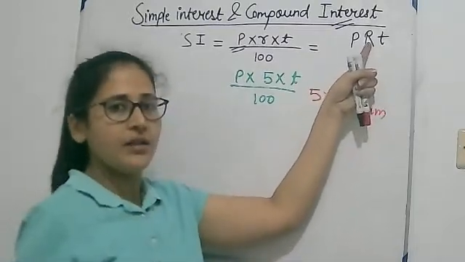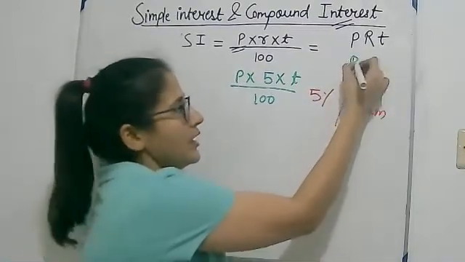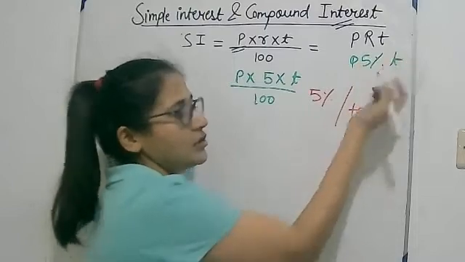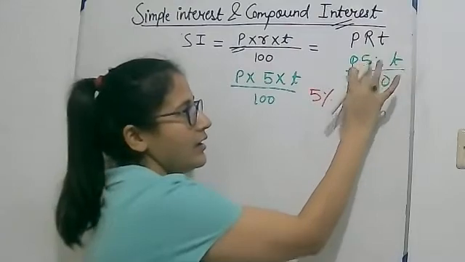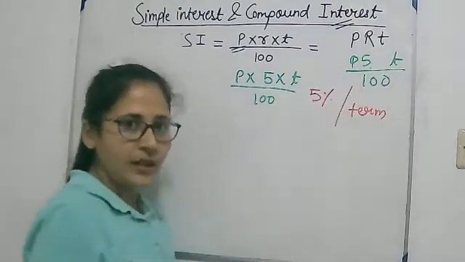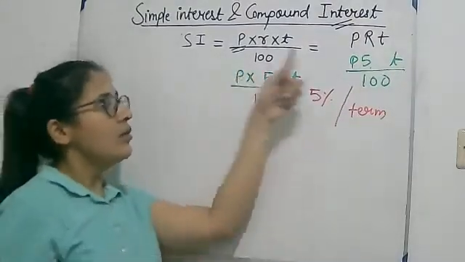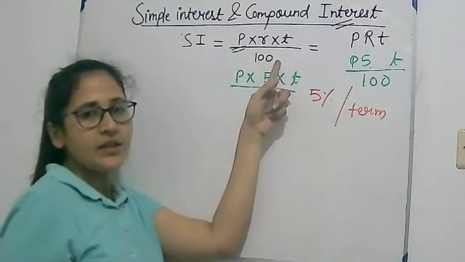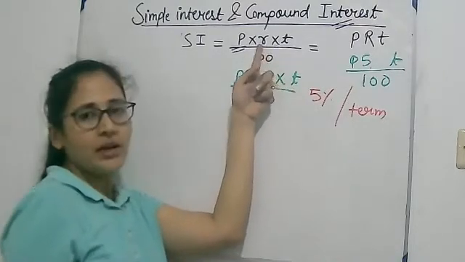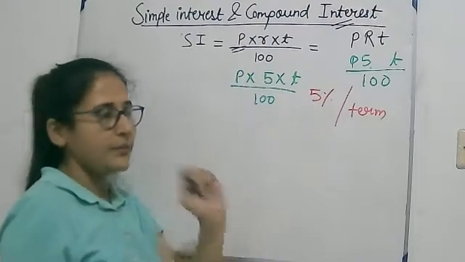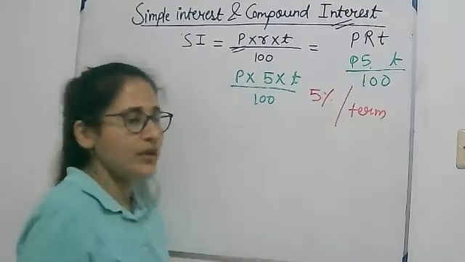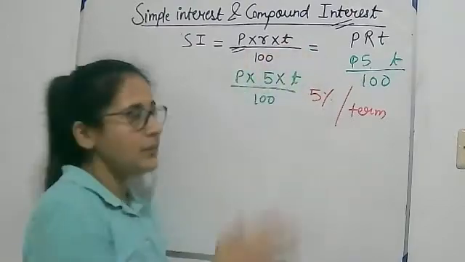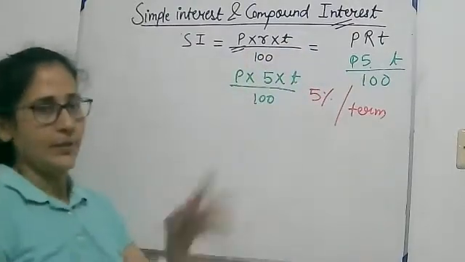Or if you are writing in percentage, the formula will be PRT, and the R is here in percentage. So P, 5%, T. To remove this percent, you will divide by 100, so directly I wrote here over 100. This 100 is to remove the percent from the rate of interest. So now it is clear what the principal amount is, what the rate of interest is, that T is time, and why 100 is here.